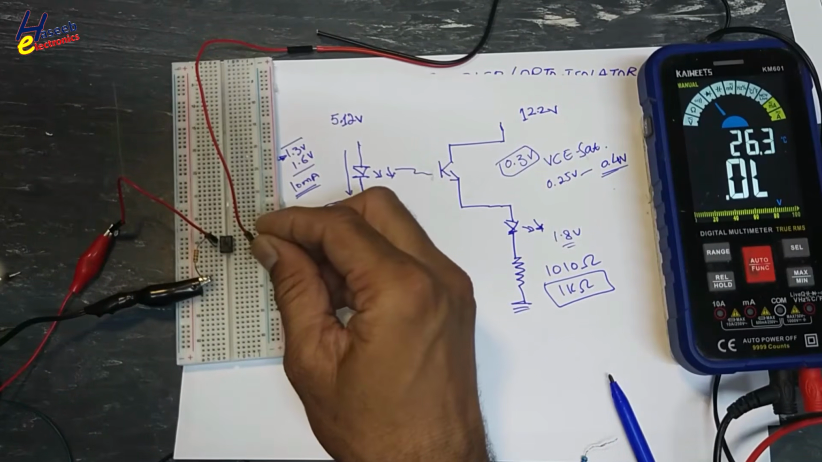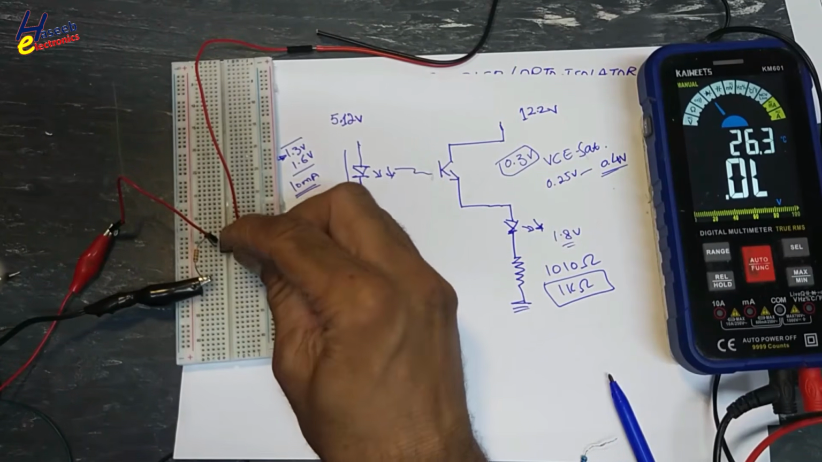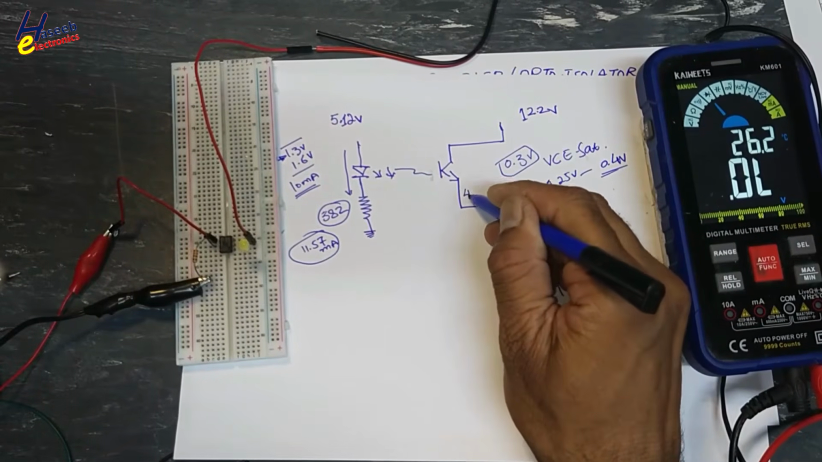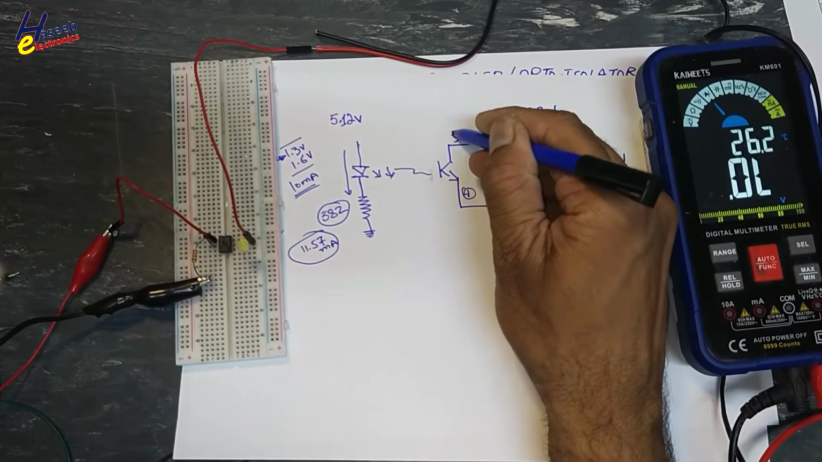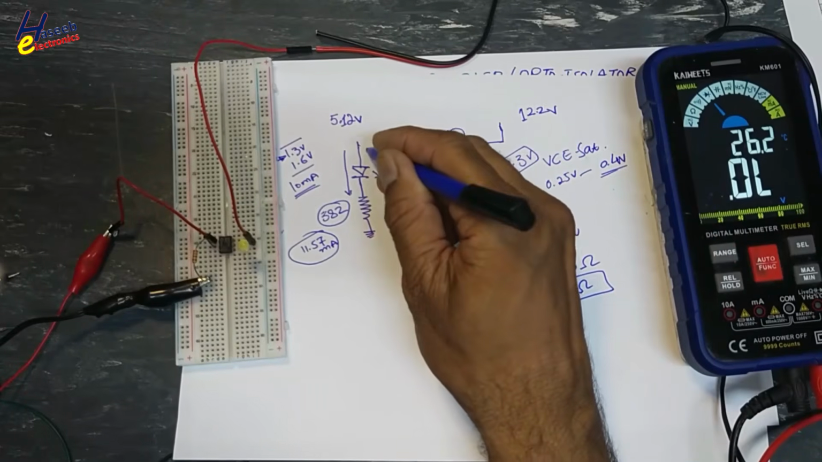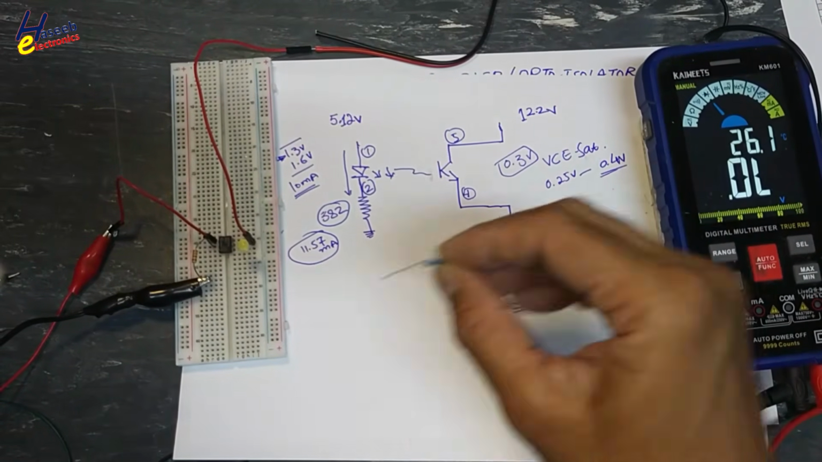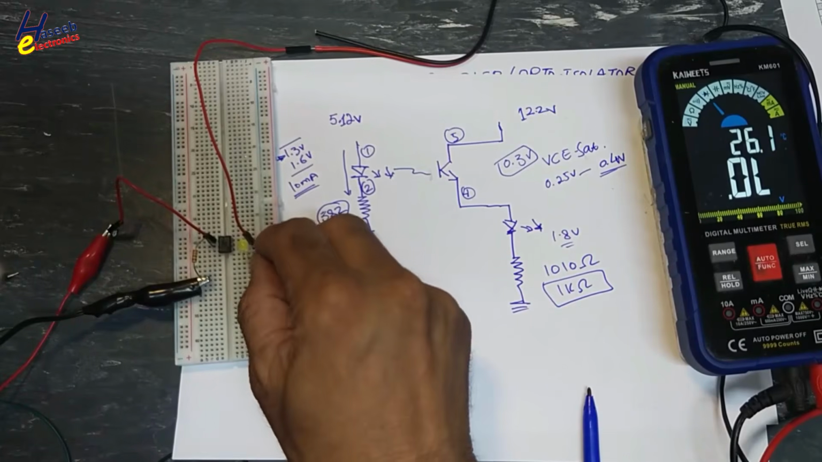We will connect anode to the emitter pin, that is pin number 4, and this is pin number 5. This is pin number 1, this is pin number 2. Cathode of LED resistor will be connected here.